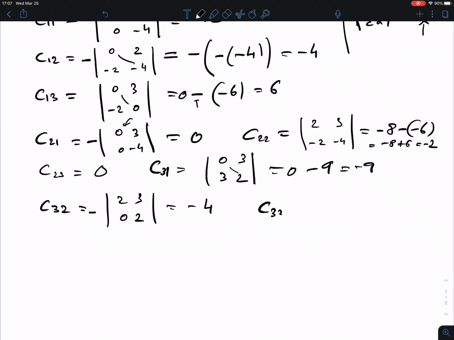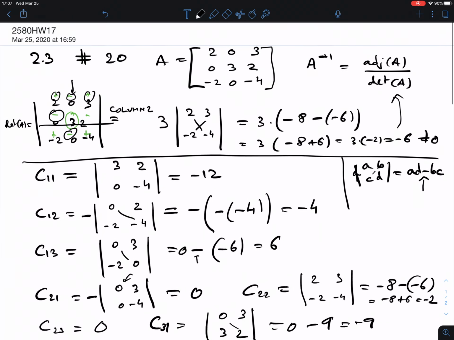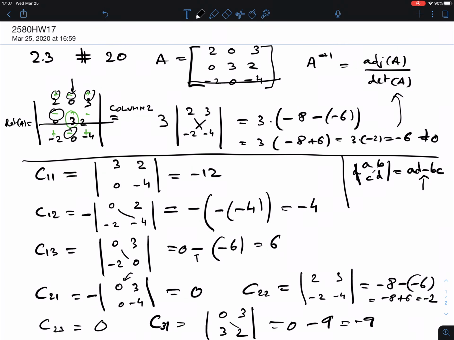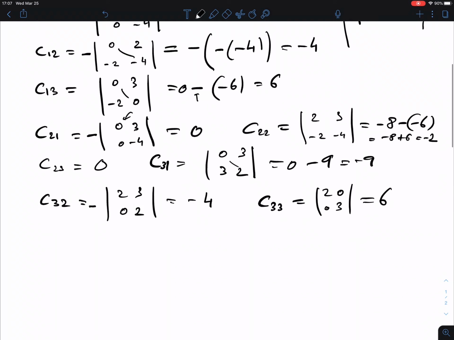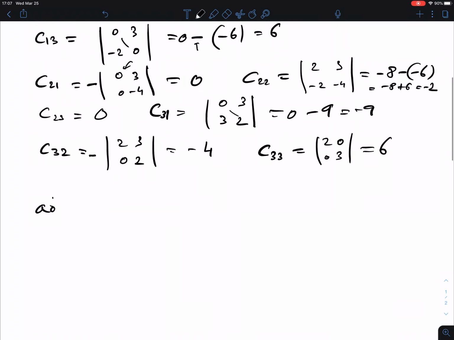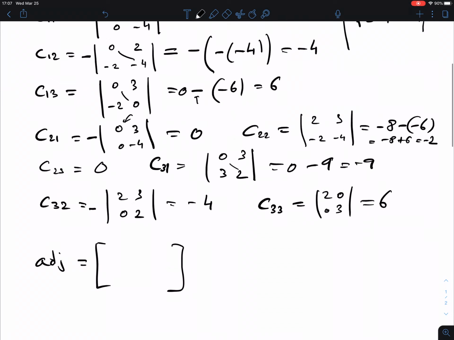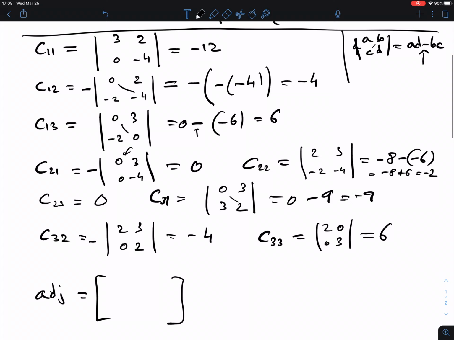And then C3, 3. Okay, this is again with a positive sign, and this is 2, 0, 0, 3. And that is just 6. Okay, so we can write down our adjoint matrix. It's the matrix that you obtain by plugging all these elements in there. So let's make sure that we don't forget any.